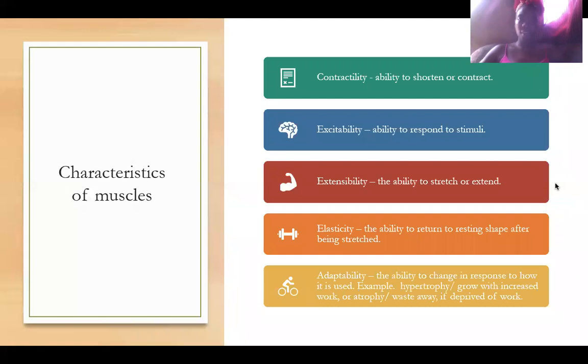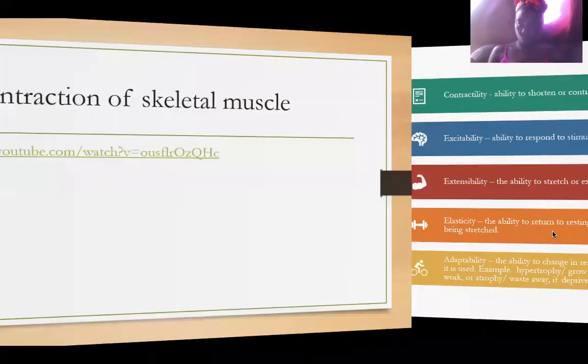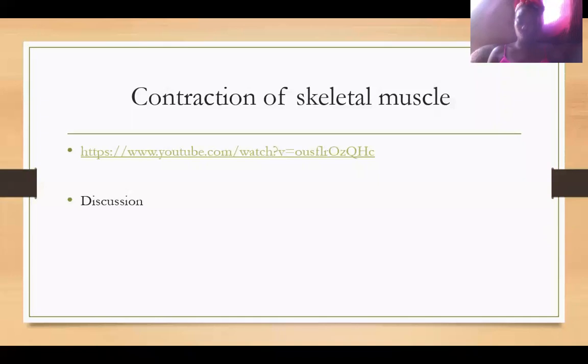So the next thing that we're going to do now is contraction of your skeletal muscle. Now we saw before that both cardiac muscle and smooth muscles were involuntary, that we don't control those. Our skeletal muscles, however, are the ones that we control. I have a short video explaining what the process is, what is muscle contraction. And then we are going to have a short discussion on the video. So please pay attention and make notes of anything, or any questions you have for after, okay?